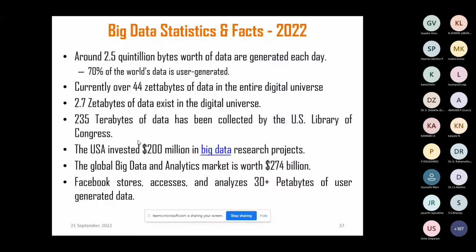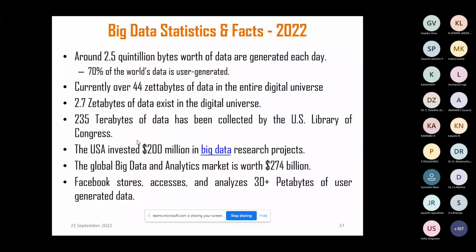Now, we have almost reached the end of my presentation, so let me conclude with some interesting statistics and facts. Nearly 2.5 quintillion bytes worth of data is being generated every day. And interesting here is that 70% of the world's data generated on a particular day is user generated data. Of course, machines also generate some data. The percentage is only 30, but 70% is user generated data.